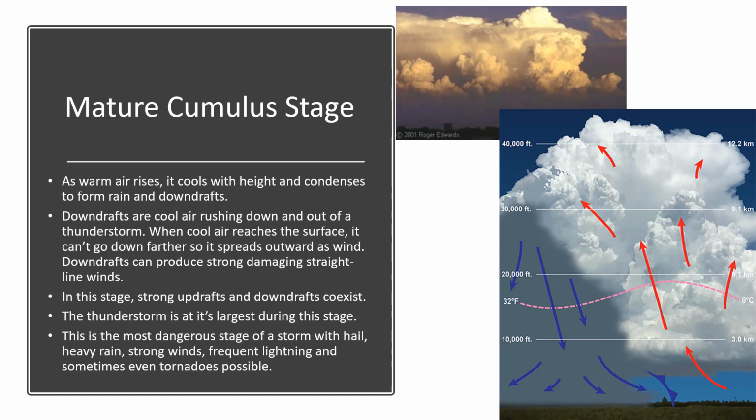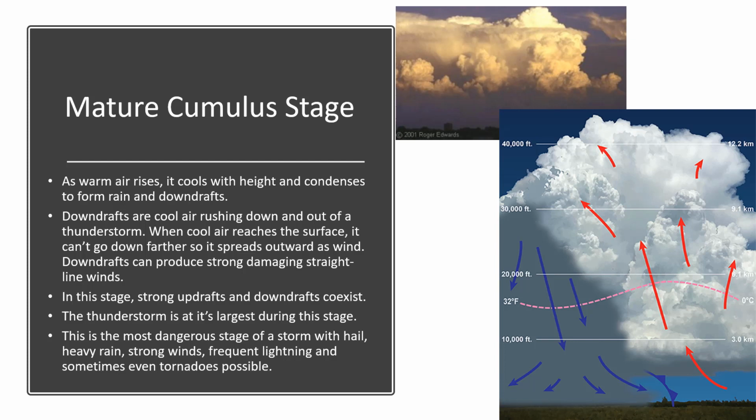The next stage is the mature cumulus stage. As warm air rises, it cools with height and condenses to form rain and downdrafts. Downdrafts are cool air rushing down and out of a thunderstorm. When cool air reaches the surface, it can't go down farther, so it spreads outward as wind. Downdrafts can produce strong, damaging straight-line winds. In this stage, strong updrafts and downdrafts coexist.